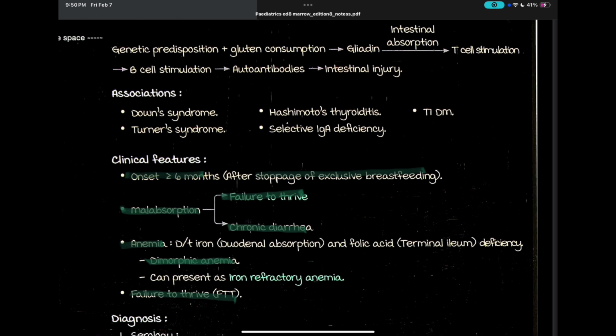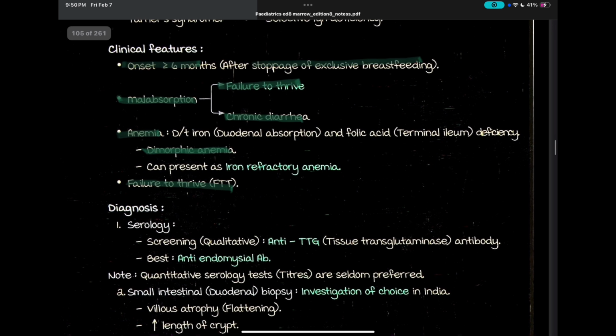Association: it is associated with Down syndrome, Turner syndrome, Hashimoto's thyroiditis, selective IgA deficiency, and type 1 diabetes mellitus.